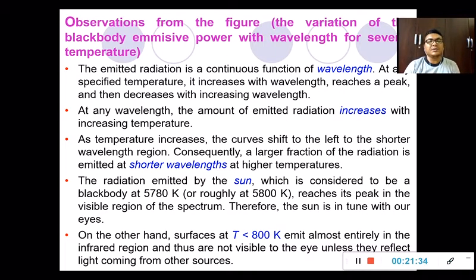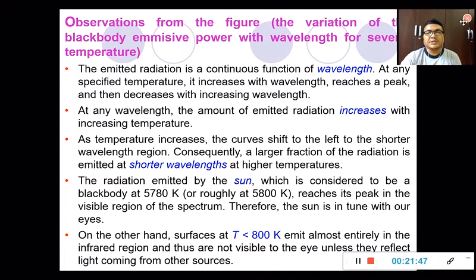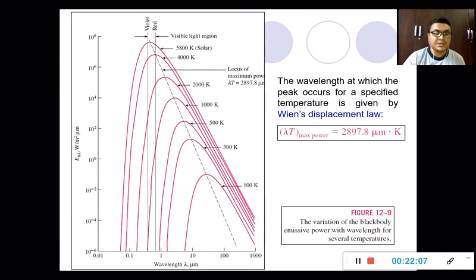What observations can we obtain based on the graph in the previous slide, the variation of the black body emissive power with wavelength for several temperatures? First one is that the emitted radiation is a continuous function of wavelength. At any specified temperature, it increases with wavelength, reaches a peak, and then decreases with increasing wavelength. So this is the first statement. We can see that it goes up and then down.